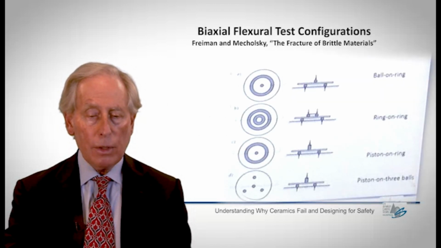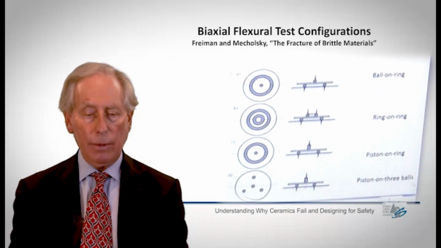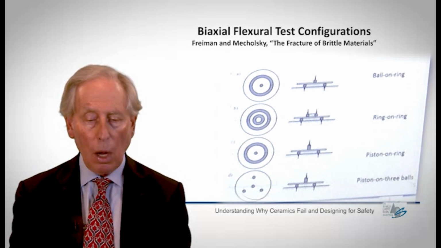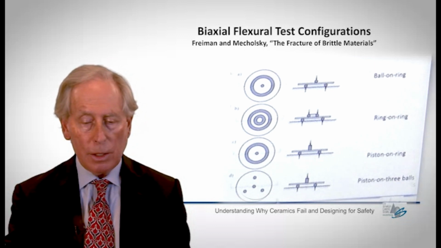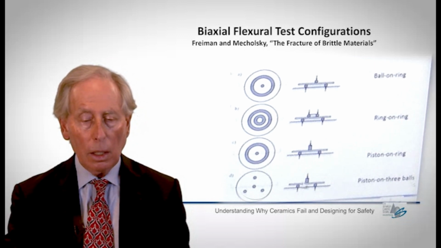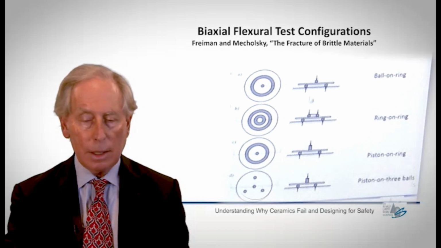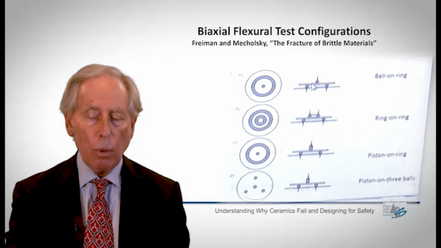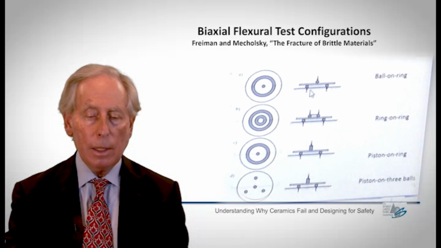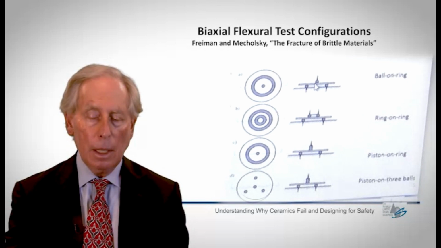There are a number of kinds of biaxial flexure test configurations. You see here what are called ball on ring, ring on ring, piston on ring, and piston on three balls. All of these have been used, some more or less extensively, depending on the shape of the specimen. You can use either discs or plates here. The thickness of the plate is important relative to the extent of it. Otherwise, you get wedging action or unwanted stresses develop. But thin plates or thin discs work very nicely.